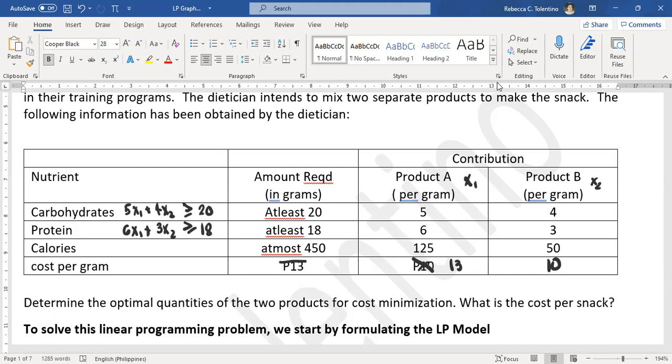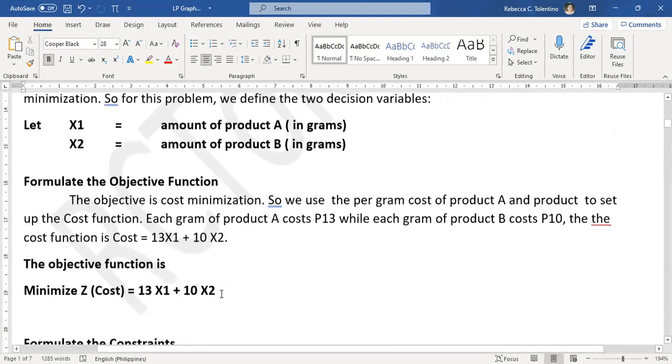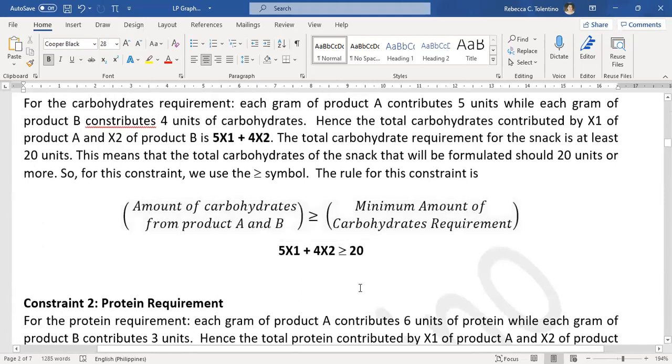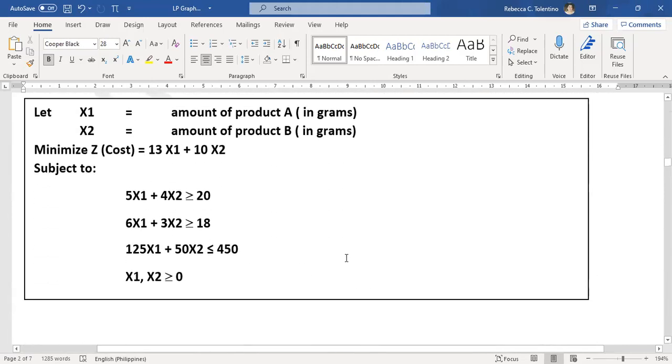Now for the calorie requirements, we have 125x of 1 plus 50x of 2. But this time it says at most 450. So that means the maximum calorie intake of the varsity should be 450. So they should be taking food with calories 450 and below. So this time we will use less than or equal to. So these are our explicit or structural constraints. These are just the explanation of how these things were formulated.